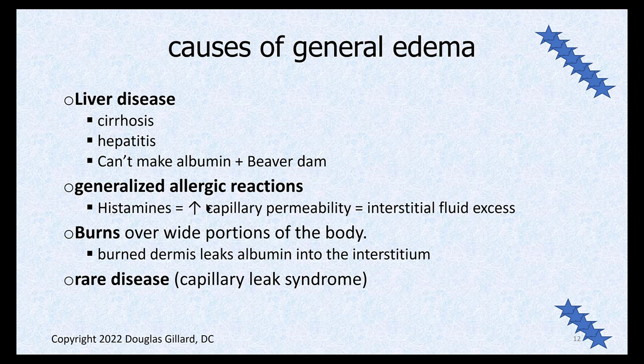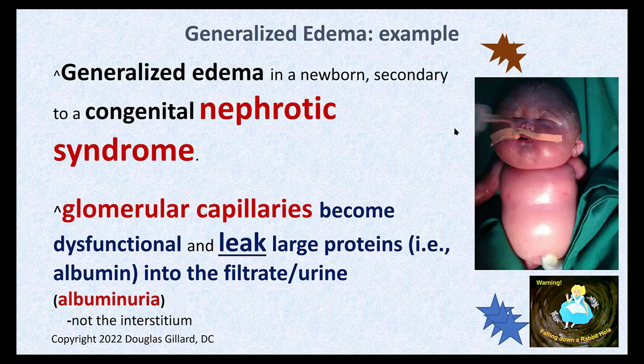General allergic reactions. If you have histamine overproduction, histamine causes leaky capillaries. Too much blood fluid gets out of the blood and becomes interstitial fluid. Distal capillaries and lymph capillaries can't keep up. They can't siphon it off, and you swell. Burns: if you damage so many capillaries in your body and you leak albumin out of your bloodstream, you're going to swell. You need albumin circulating in the blood to help drain the interstitium. And then there's a rare capillary leak syndrome. I think I took that out because it's just so rare.